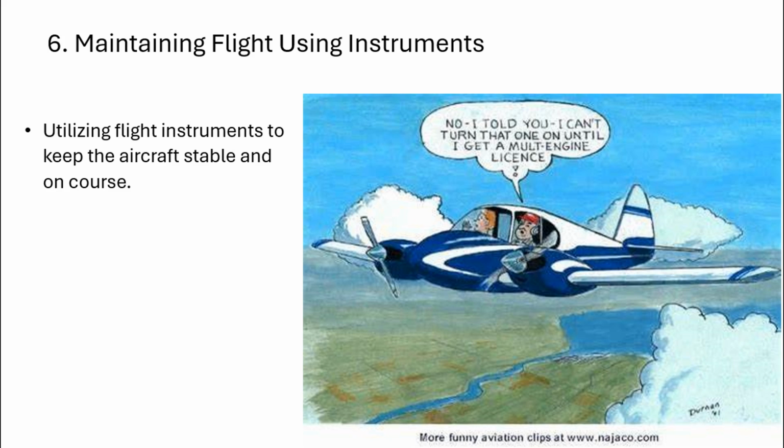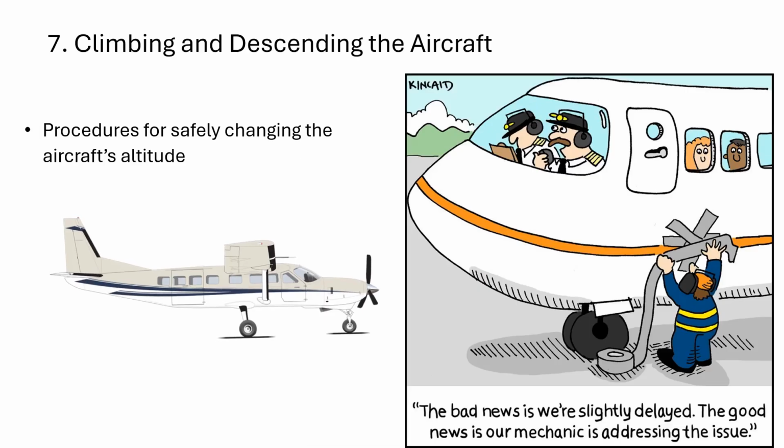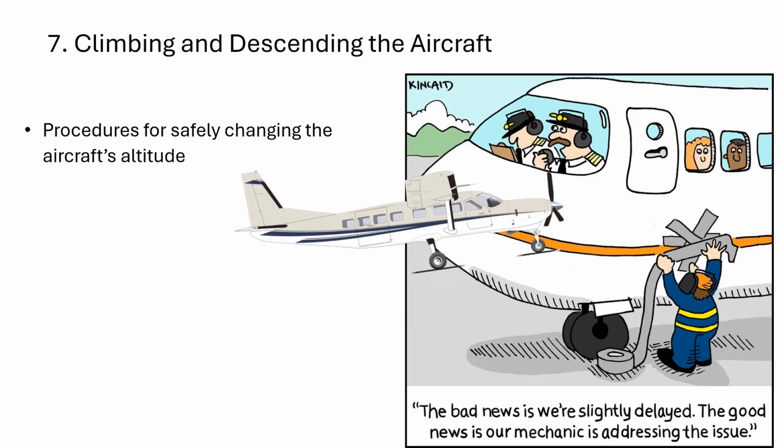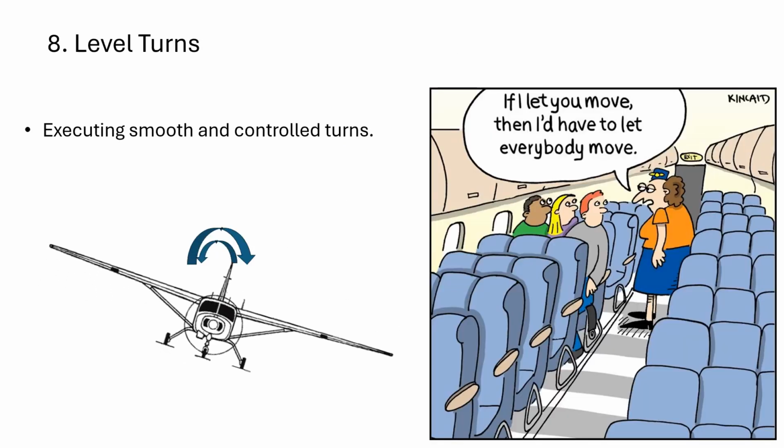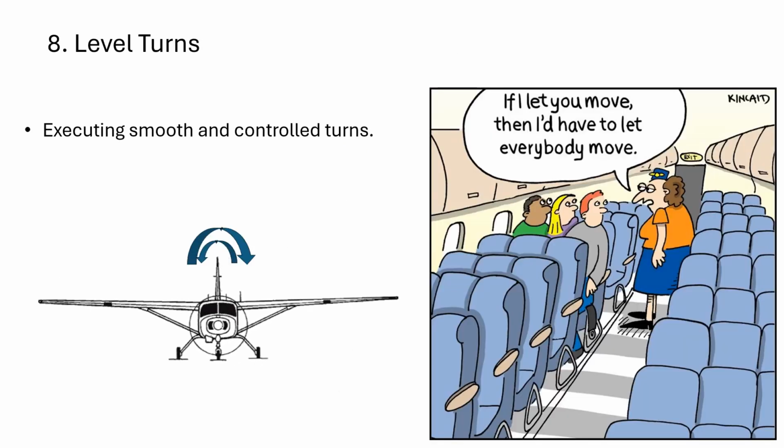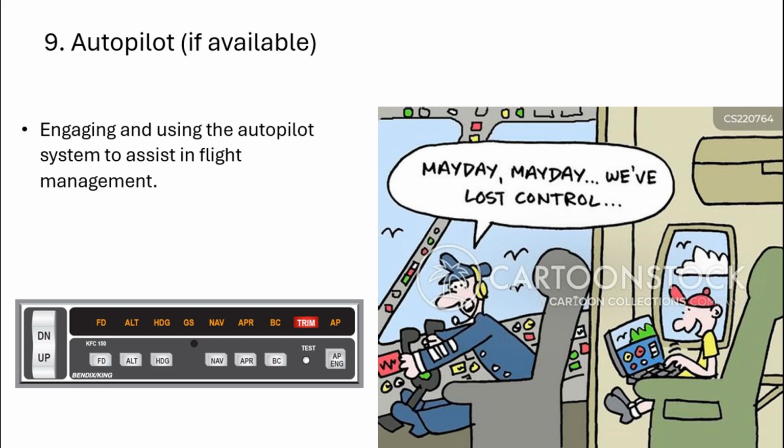6. Maintaining flight using instruments. Utilizing flight instruments to keep the aircraft stable and on course. 7. Climbing and descending the aircraft. Procedures for safely changing the aircraft's altitude. 8. Level turns. Executing smooth and controlled turns. 9. Autopilot, if available. Engaging and using the autopilot system to assist in flight management.